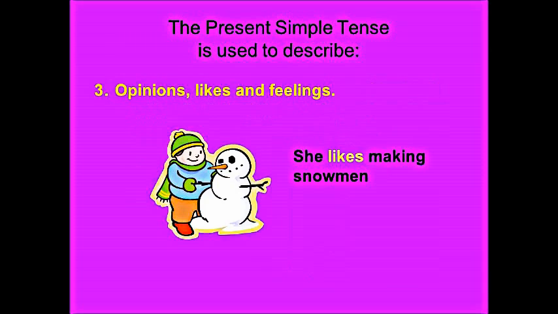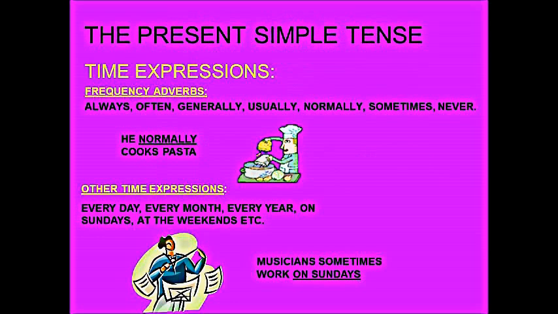And finally, we can use this tense for giving opinions, likes, and feelings. She likes making snowmen. Finally, we must make a difference between the frequency adverbs and the time expressions. Frequency adverbs like always, often, generally, usually, normally, sometimes, or never are placed between the subject and the verb. For example, he normally cooks pasta.